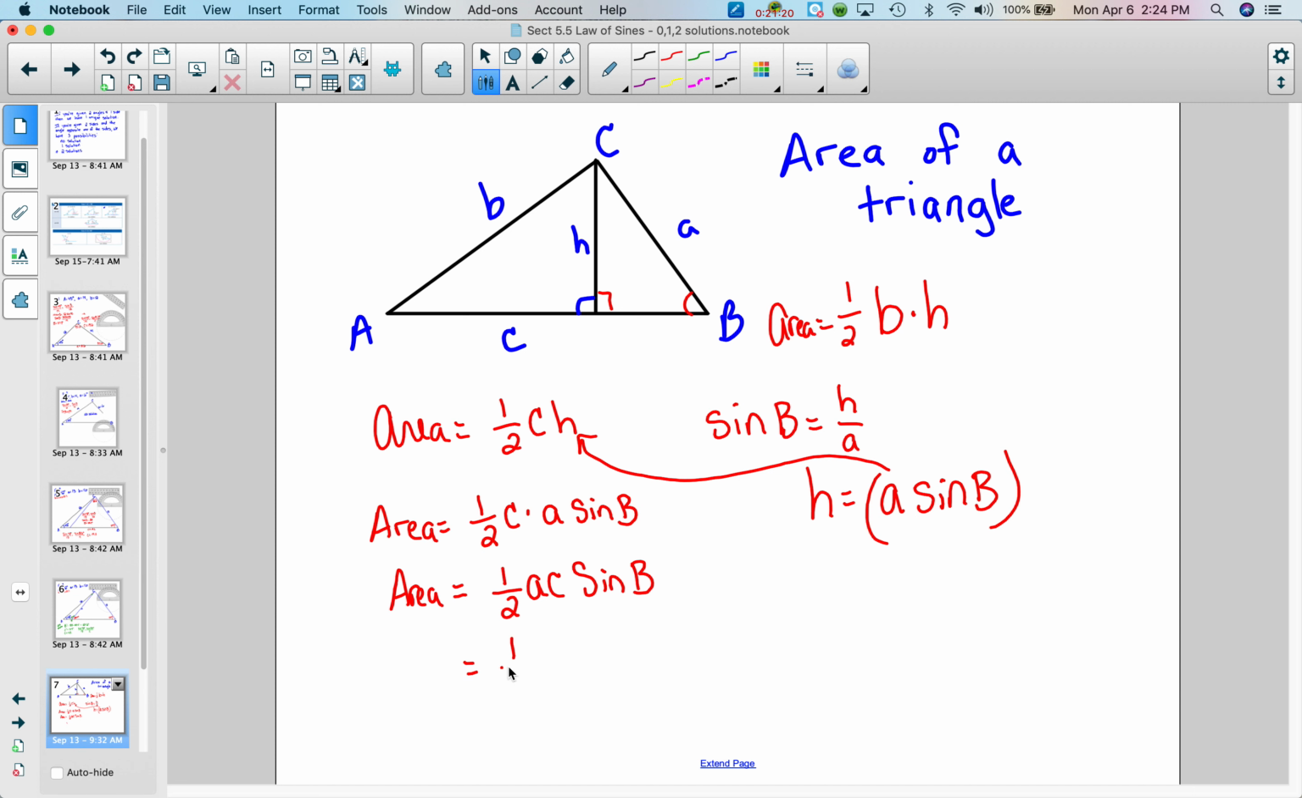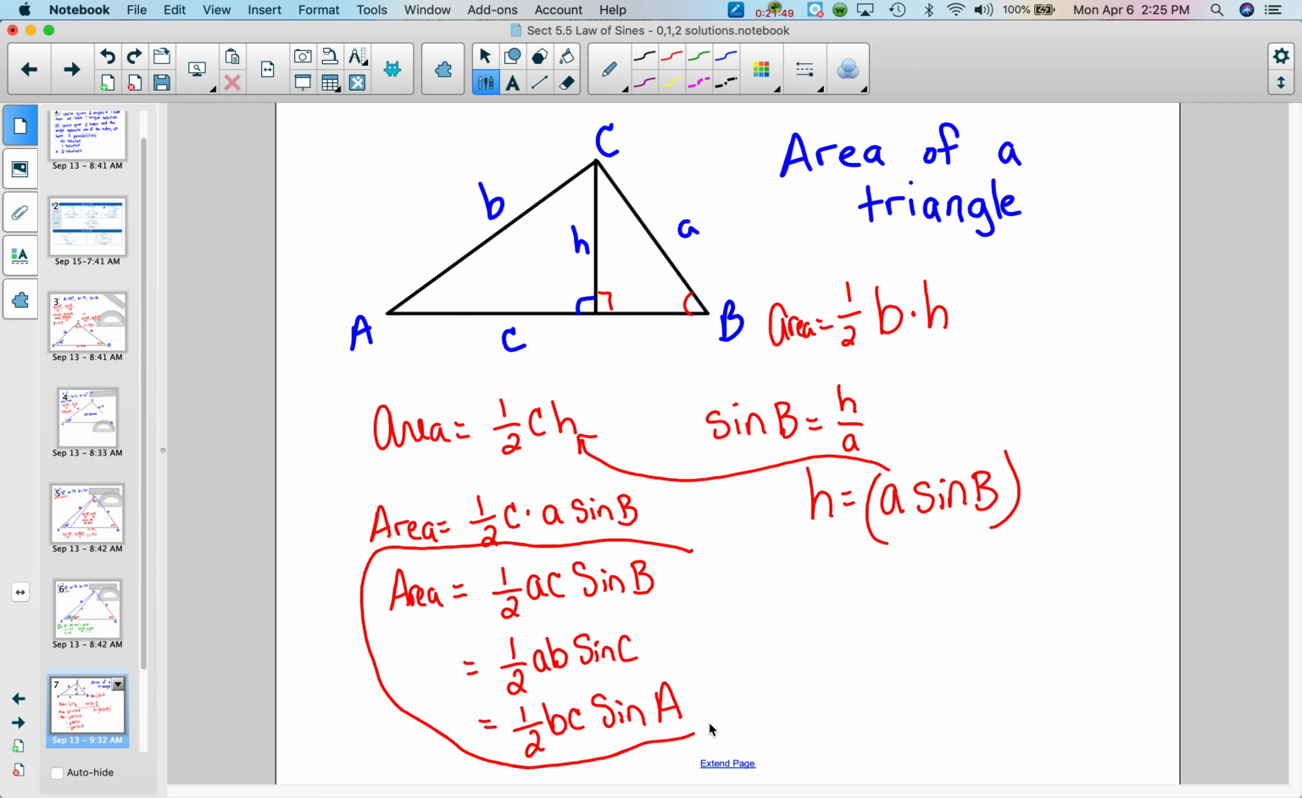This holds true if it was 1/2 AB sine C, or if it was 1/2 BC sine A. Notice that whatever two sides they are, it's the other angle. Okay, notice in each case. So it's not hard to memorize because it's 1/2 the product of the two sides times the sine of the angle in between. So this is how you can find the area. These do not have to be right triangles. So for any triangle, you can find the area without having to know what the height is. So that's kind of cool to know.